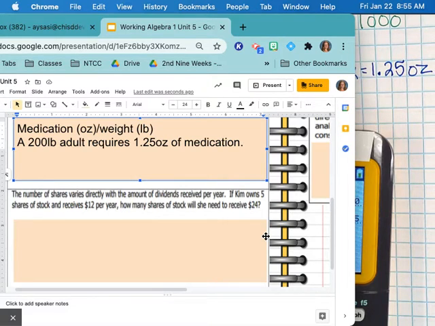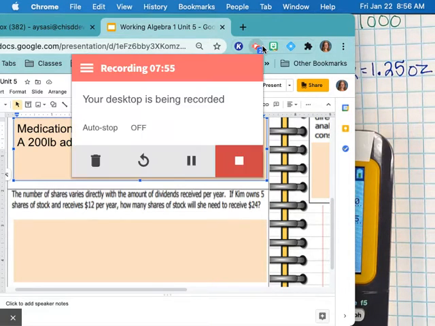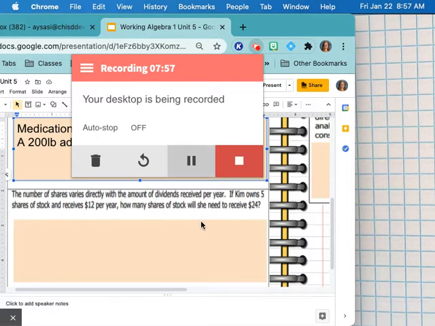Okay, go ahead and look at the next one. I want you to read it to yourself and do the same thing that we did. I'm going to pause it. Now I want you to pause it and work.